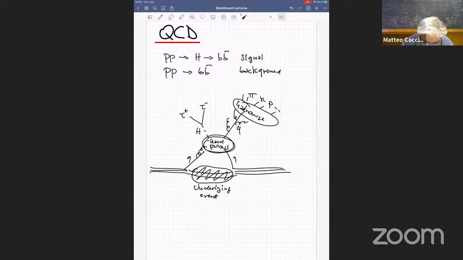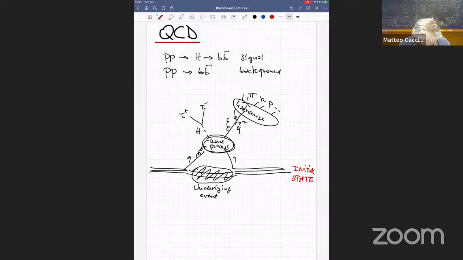And there are various stages here. So this is some sort of initial state. This is something that happens at the protons before they collide, or at the part of the protons that does not participate in the hard collision.